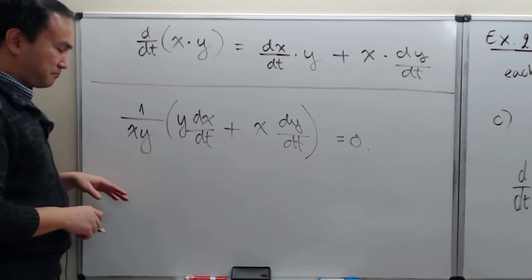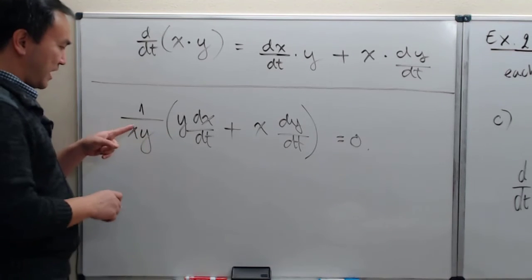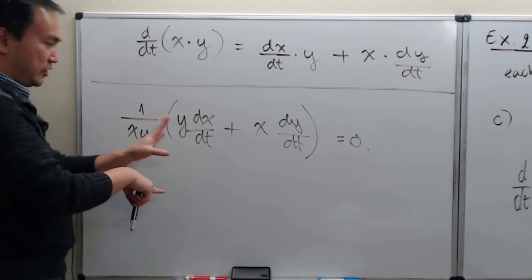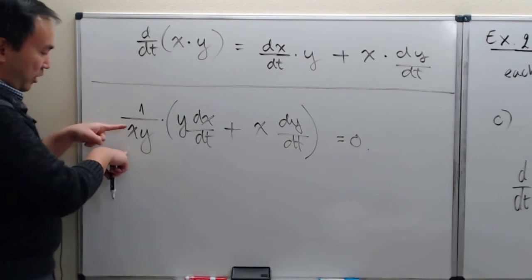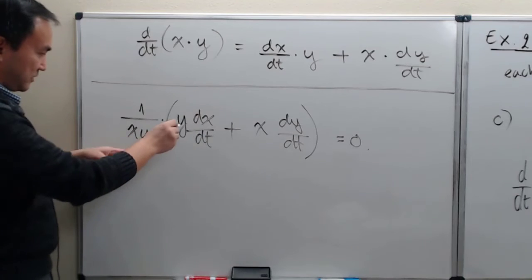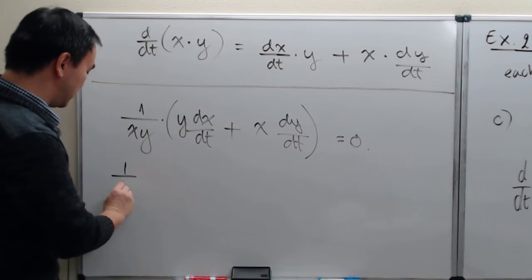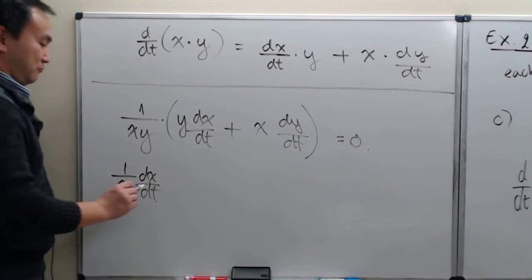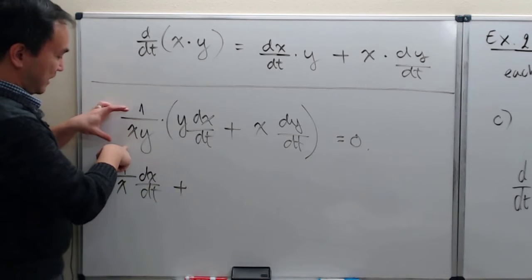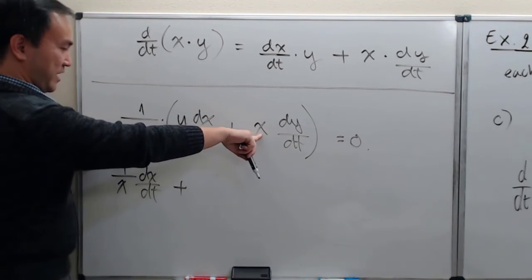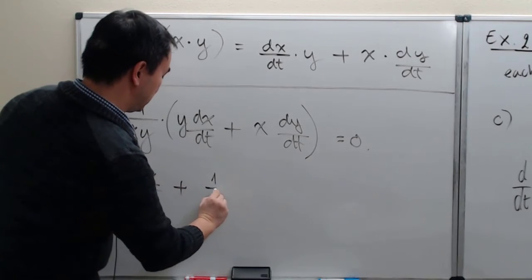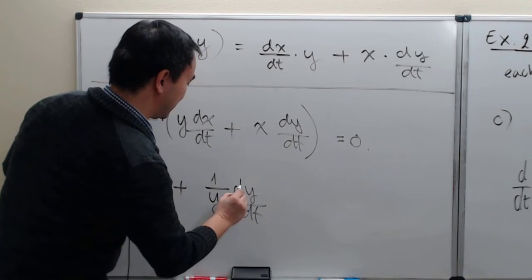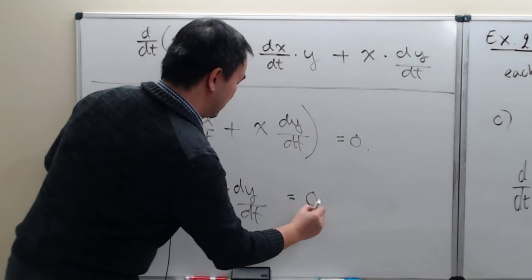But I'm not quite happy with this equation, so I would like to now distribute this 1 over xy into each of my terms. Distributing the 1 over xy with the first term, the y will cancel. So I'm looking at 1 over x times dx/dt, plus, and now 1 over xy times the second term, the x will cancel. That leaves behind 1 over y times dy/dt, and all that equals 0.